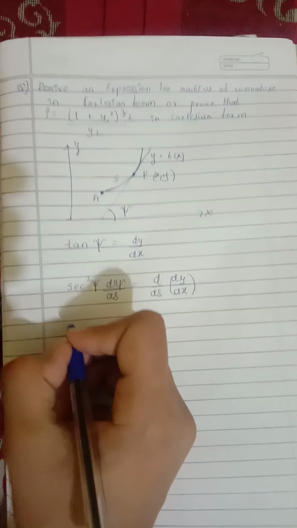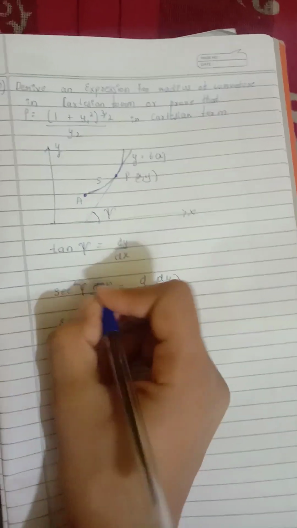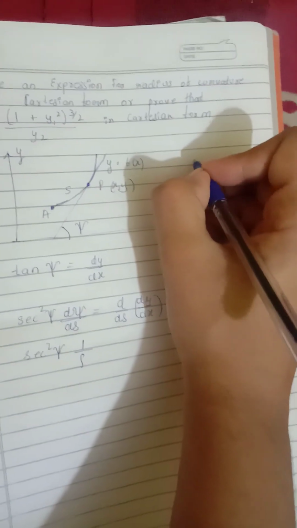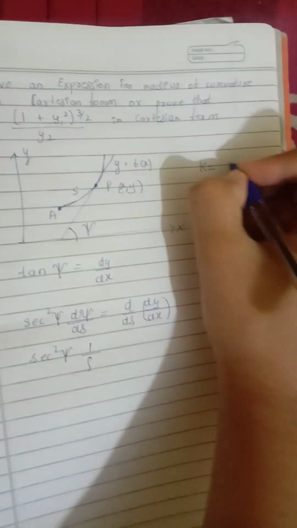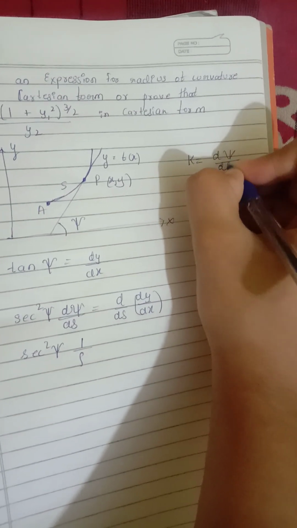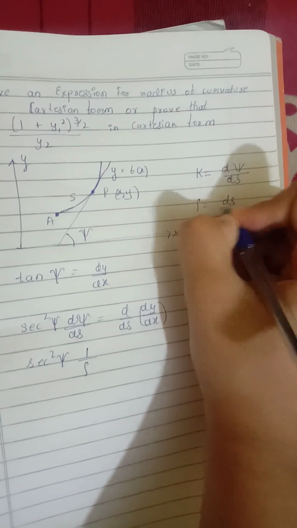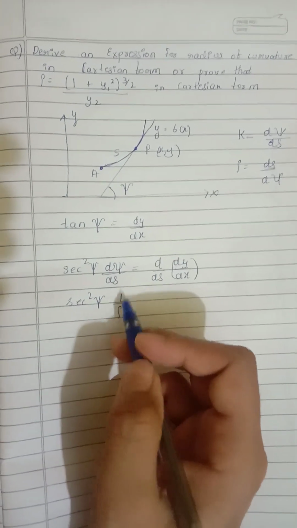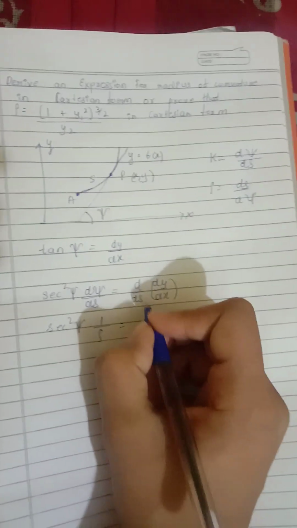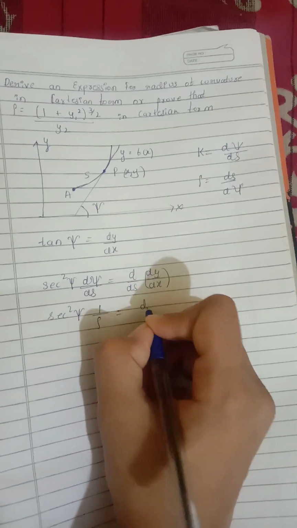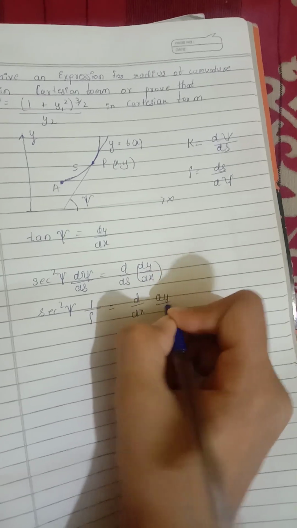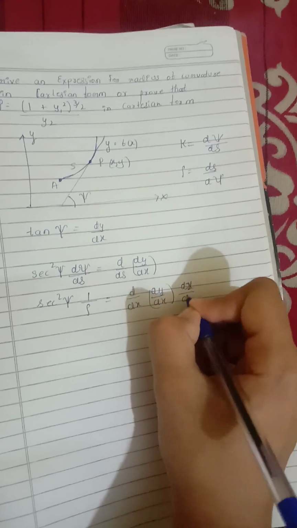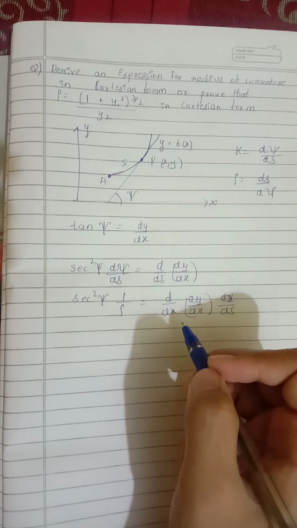In the next step, we'll write secant square psi as it is, and this term we have to write as 1 by rho. We know that the curvature is equal to d psi by ds, and the radius of curvature rho is given by ds by d psi. So here it is d psi by ds, so we'll write its reciprocal, that is 1 by rho. This is equal to d by ds, which we can write as d by dx of dy by dx, and this term we can write as dx by ds.